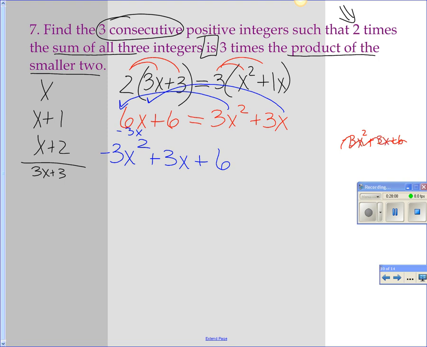All right, what do you notice about this one? Yep, what else do you notice? GCF, what's the GCF? Do I divide by positive 3 or negative 3? Negative, because there's a negative out front. Okay, so I get x squared minus x minus 2.